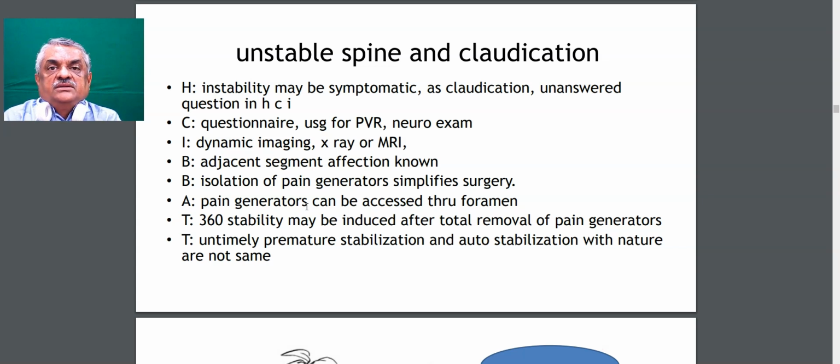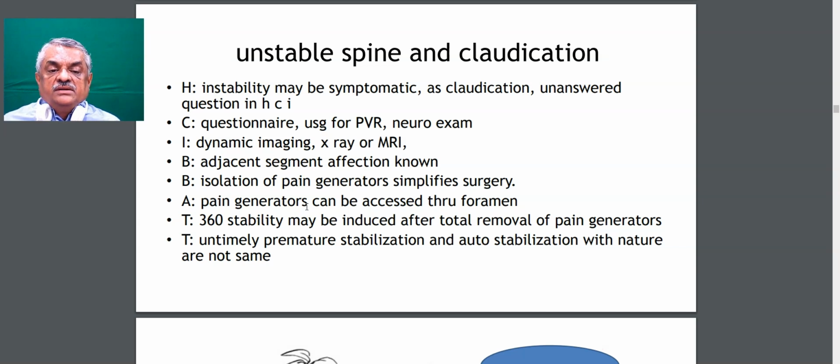We isolate the pain generator in these patients in the foramen, and we may fix the instability by adding our surgery plus stabilization surgery, which we normally do under epidural anesthesia. We know that all pain generators here can be accessed through the foramen and can be treated adequately. 360-degree stability can be induced after total removal of the pain generators as a plan of treatment.